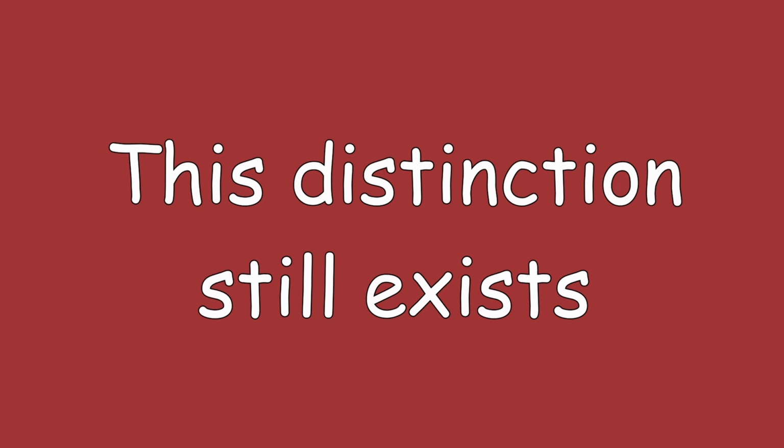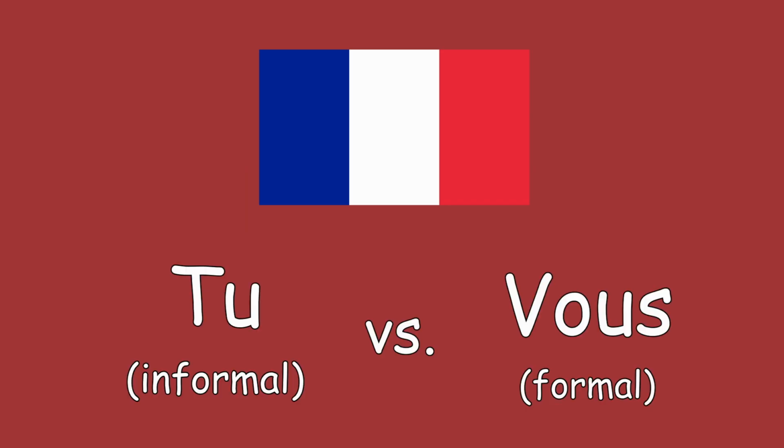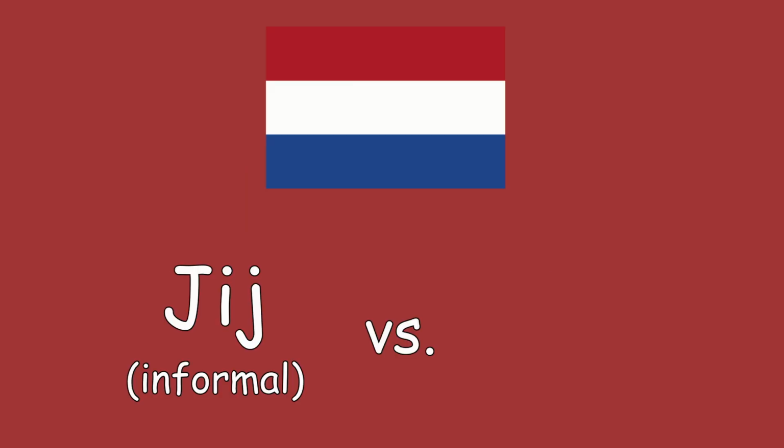In many other European languages, they still retain the distinction of a formal and informal you. In German, there's Du versus Sie. In French, Tu versus Vous. In Dutch, Jij versus U. And the list goes on.